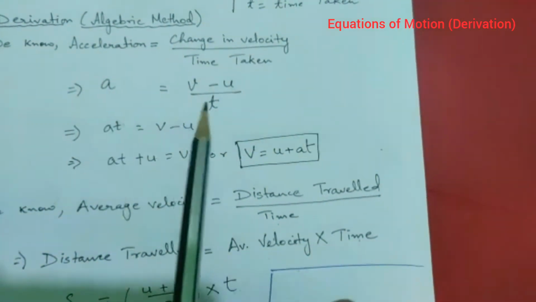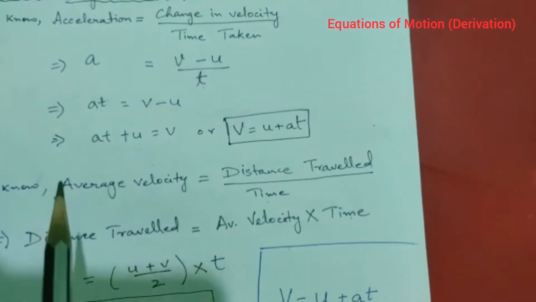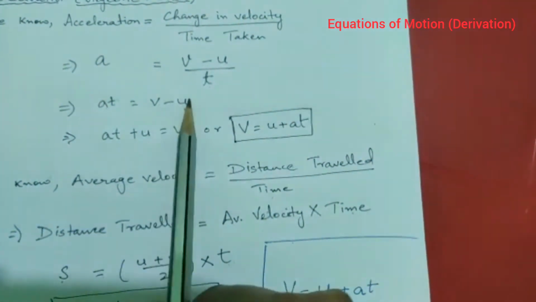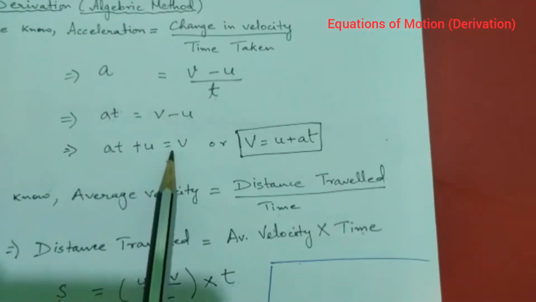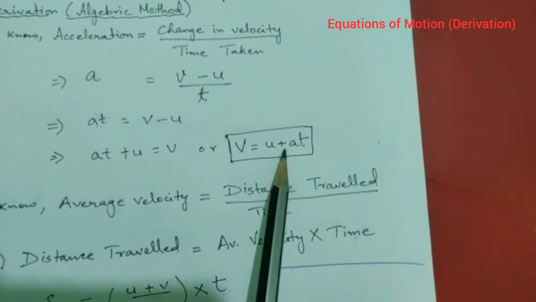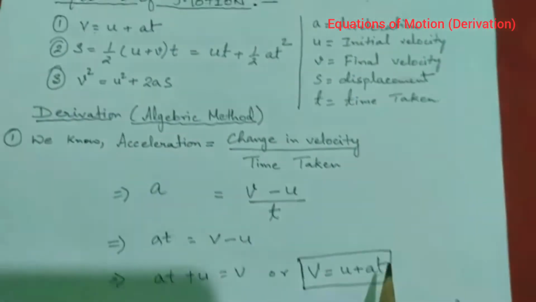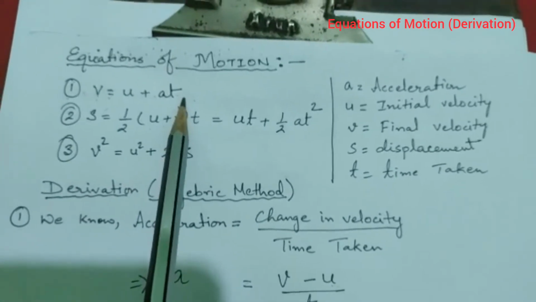Then we cross multiply. So we get at is equal to v minus u. If we bring minus u to the left hand side, we get at plus u equal to v, or v is equal to u plus at. Now this is the first equation of motion that we have derived.